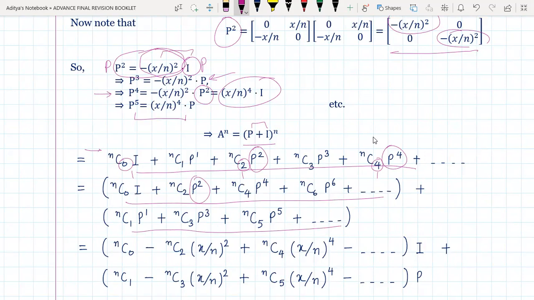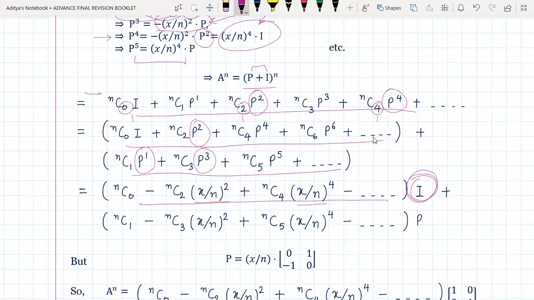Okay, so those values we keep on now putting here. Similarly P power 4 was x by n power 4 into I. So I has been taken out common here, right? And remaining things have been put as it is. Similarly P power 1 value is simply P power 1 only, but P cube is minus x by n whole square into P. So that also we have substituted in. So after doing that, P will come out common from this second bracket, right?